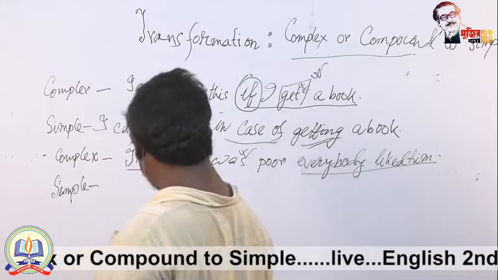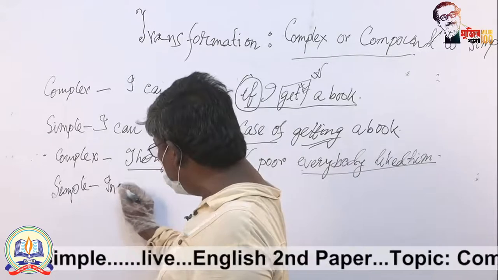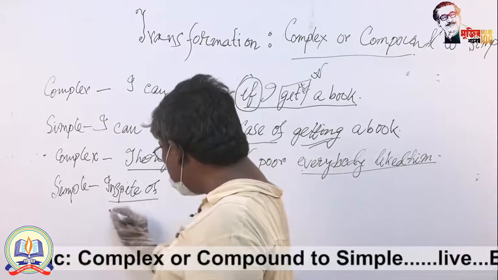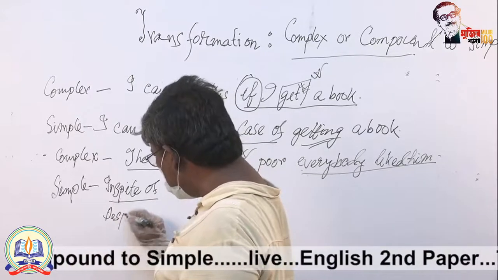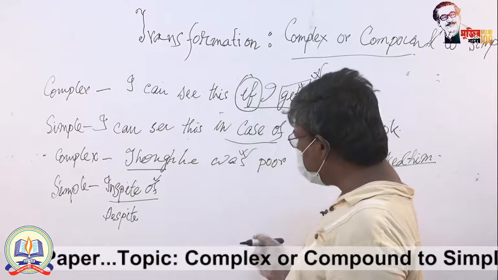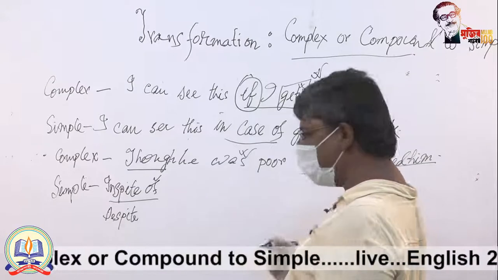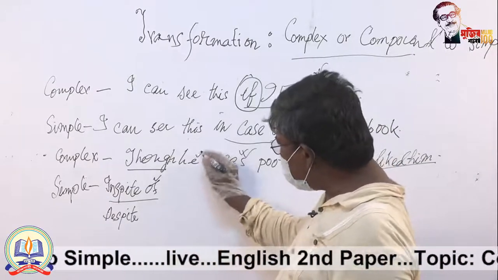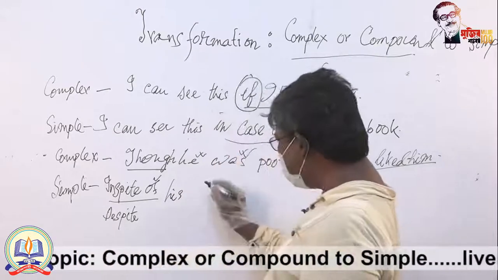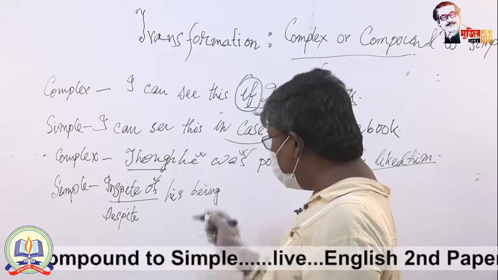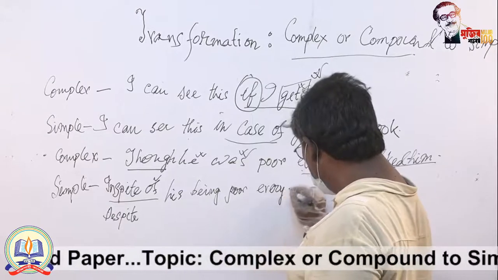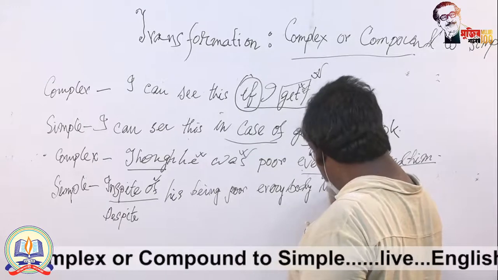To make this sentence simple, we will alternate the relative conjunction though with in spite of. Sometimes though can be alternated by the word despite. Despite is used in sentences with a negative sense, and despite is not followed by an of like in spite. So, in spite of: he and everybody are the two different subjects in the two clauses. Therefore, you need to use the possessive form of he. His is the possessive form of he. His being poor. In spite of his being poor, everybody liked him.